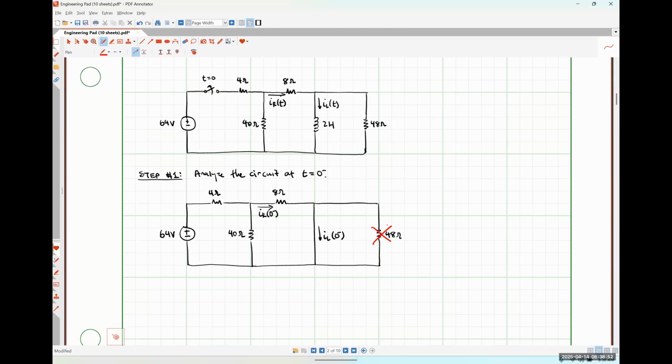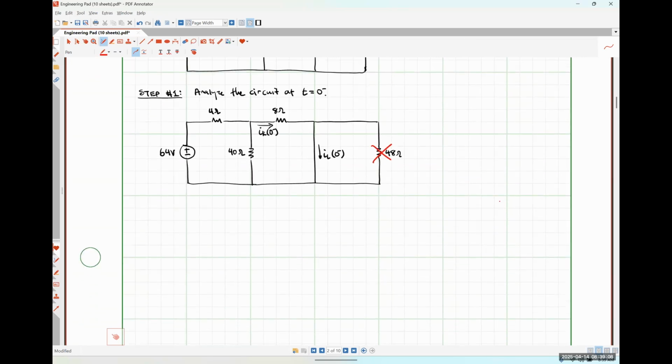So we could do current division, but to do current division, we need to know a known current. So we could do a source transformation here to give us a known current to use. That seems perfectly reasonable to me. So if I did a source transformation effectively, let's see, I'd have 64 over 4, which I believe is 16.